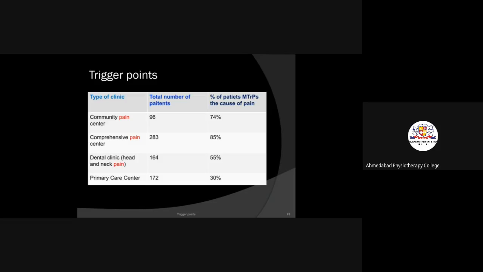So trigger points are a very common entity, a very common disorder. You can say a syndrome. It's a part of a syndrome. Trigger point is also a symptom. It is not a disease. So you have to find out the underlying disease, for example, cervical radiculopathy or upper cross syndrome, limb length discrepancy, etc. Because of that, these trigger points develop, and it is often misdiagnosed.